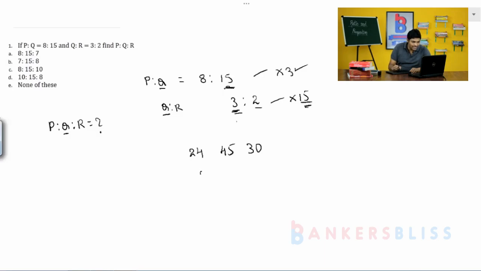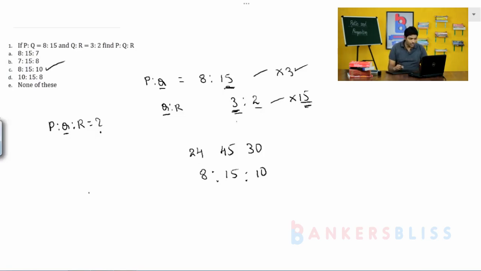See here, 3 8s are 24, next 3 15s are 45, 3 10s are 30. So the ratio is 8 is to 15 is to 10. So option C is the right answer. Okay, you can avoid one step here.